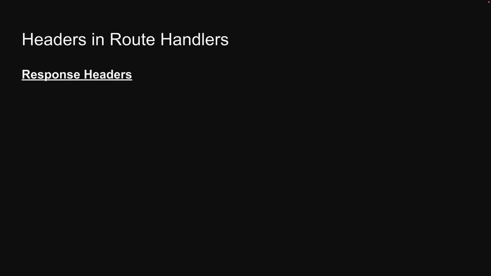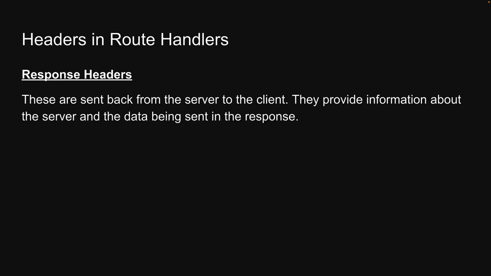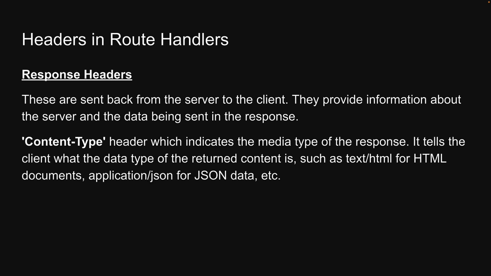Second, we have response headers. These are sent back from the server to the client. They provide information about the server and the data being sent in the response. An example is the content type header, which indicates the media type of the response. It tells the client what the data type of the returned content is, such as text/HTML for HTML documents or application/JSON for JSON data, etc.